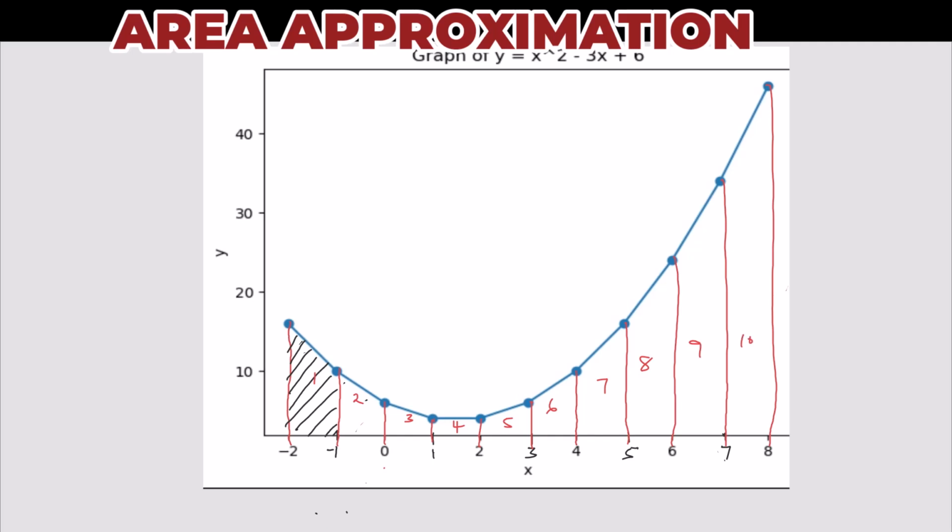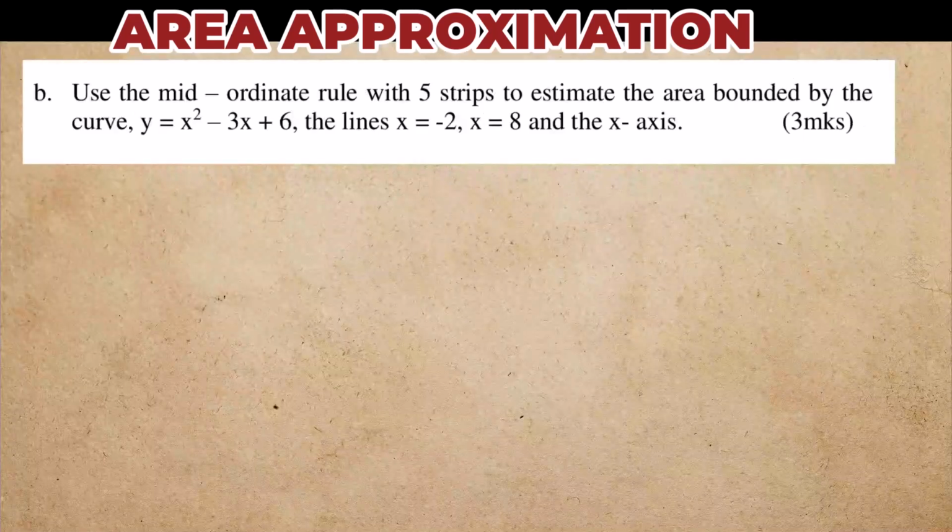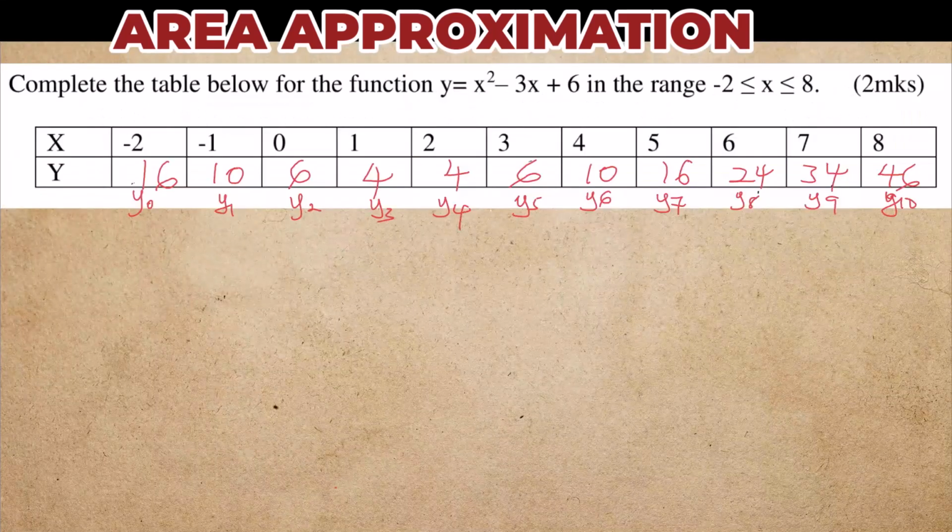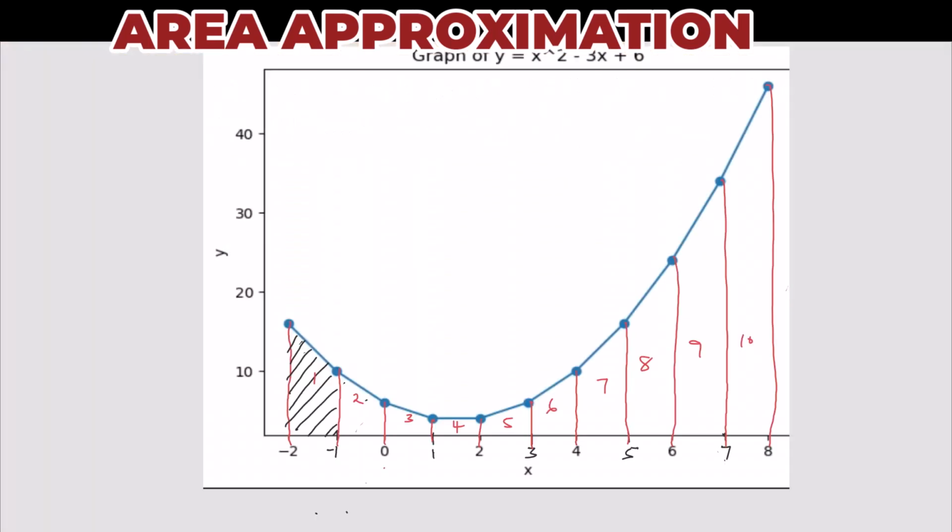Then what we just filled in the table were the height of each of those strips. And I've let those heights to be y from y0. I've named them so that I can have an easy time when I'm using the formula. So the first height, that is 16, I've named it as y0, then y1, all the way to the last one, the last height, which is 46, that is y10.